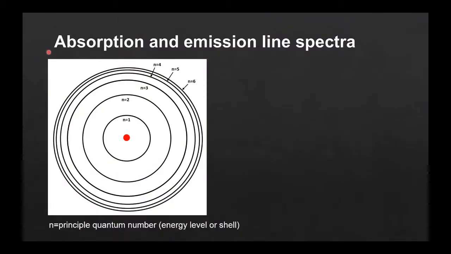In this video, we're going to look at absorption and emission line spectra. So we'll start with a quick review of the Bohr model of the atom. The protons and neutrons are located in the nucleus of the atom, and the electrons are located in energy levels or shells around the nucleus.